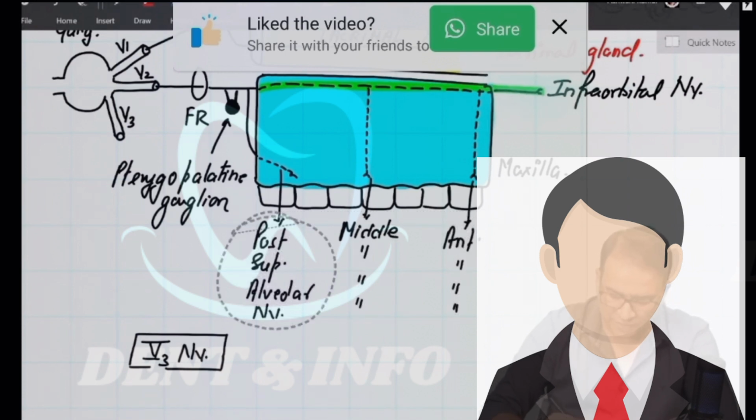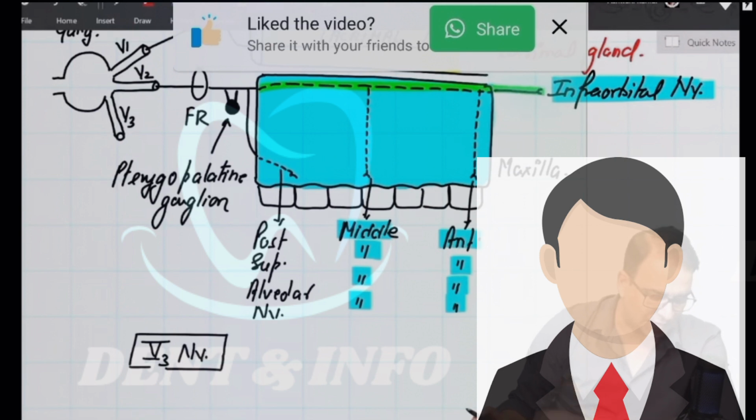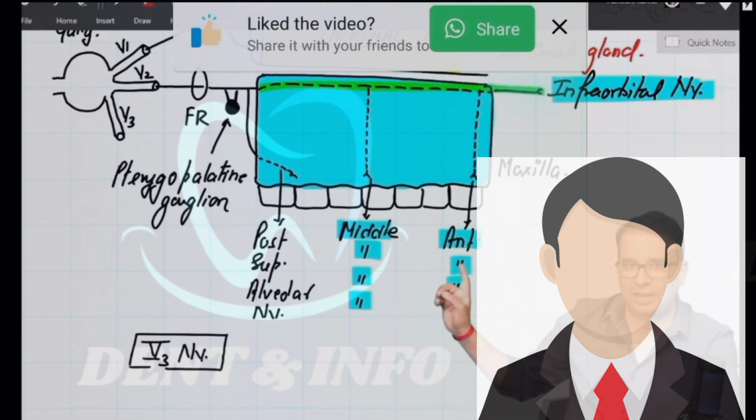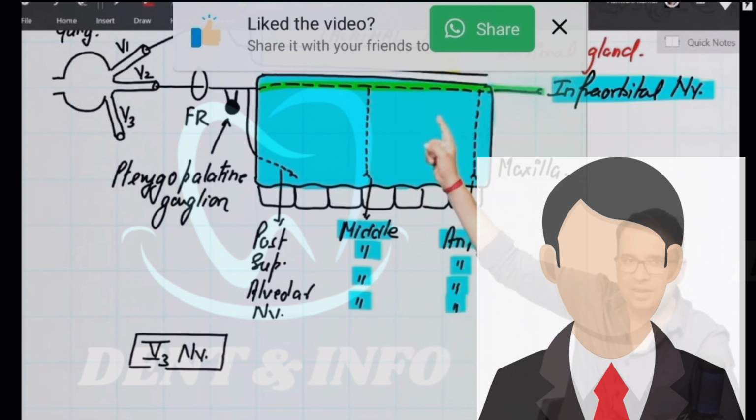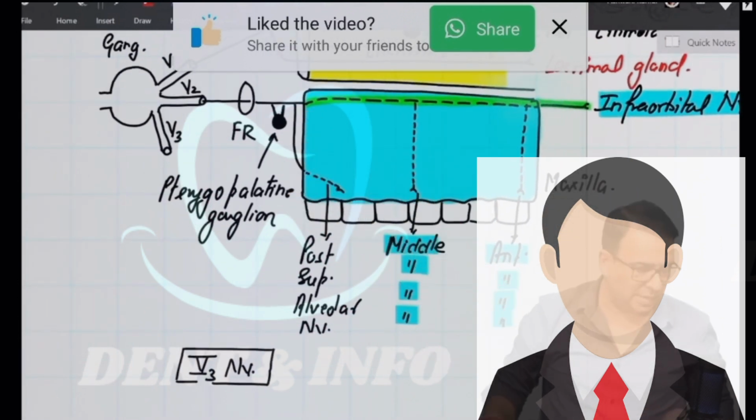The posterior superior alveolar nerve is a branch of the maxillary nerve. You can see it is coming out from here. Then the middle superior alveolar nerve and the anterior superior alveolar nerve. If you are asked in detail, the middle superior alveolar nerve and anterior superior alveolar nerve are direct branches from where? They're coming from the infraorbital nerve here. So that also is correct: the middle superior alveolar and anterior superior alveolar are branches of the infraorbital. Posterior superior you can see is directly coming from the maxillary nerve.